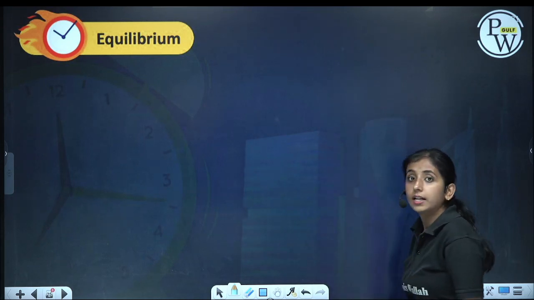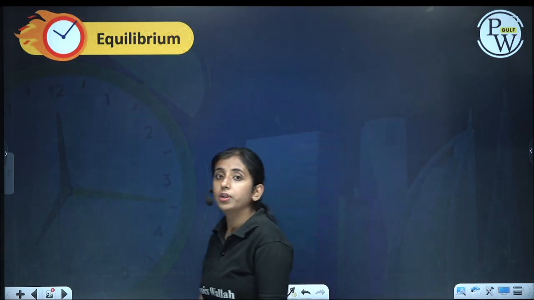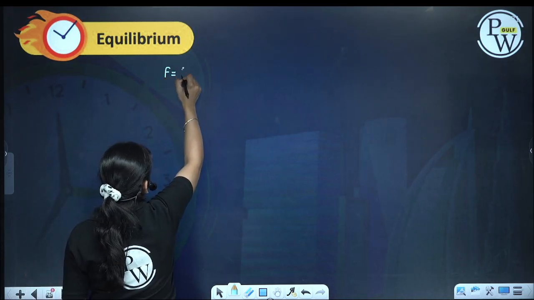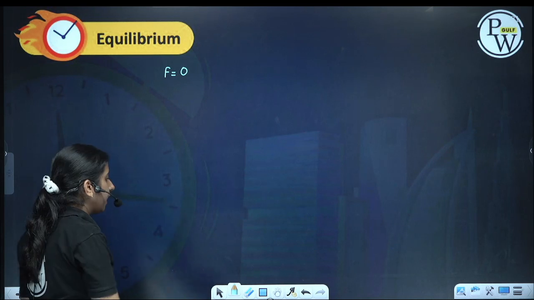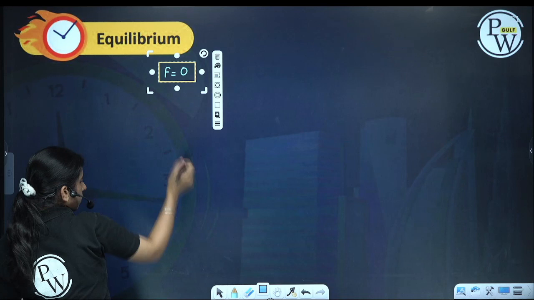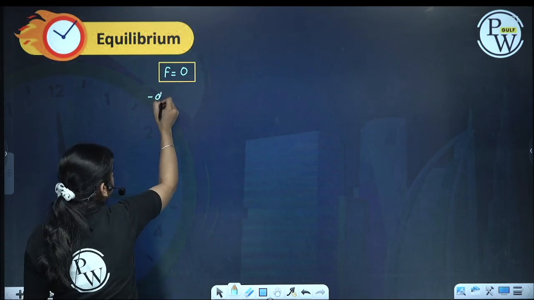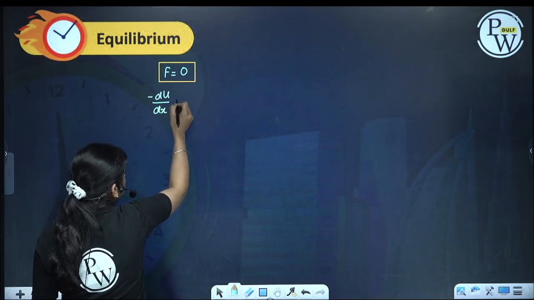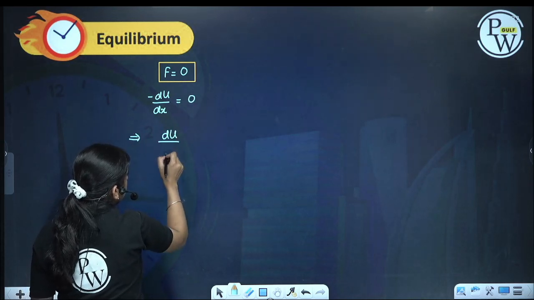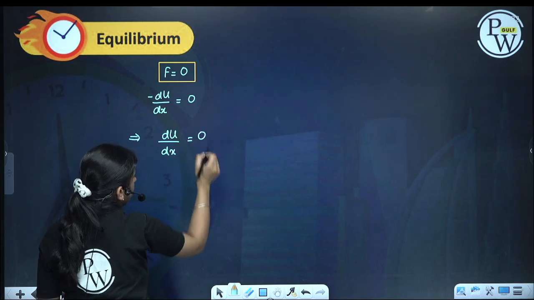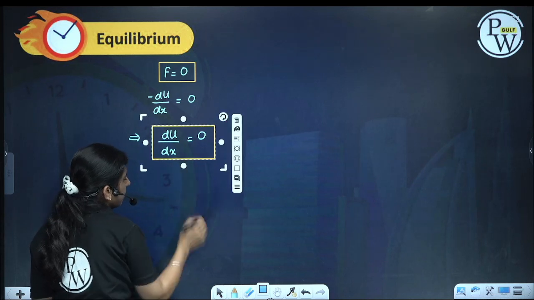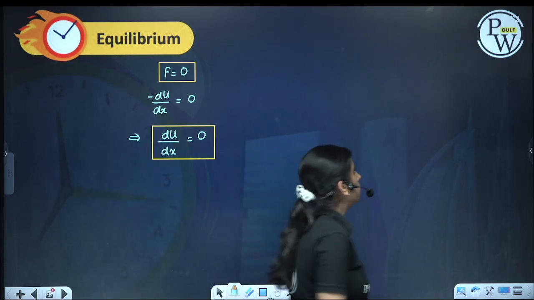Now let us study equilibrium. What is equilibrium? When the net force on the particle is 0, that is the condition for equilibrium. What is force? Force can be written as F = -dU/dx = 0, which implies the condition for equilibrium is dU/dx = 0.